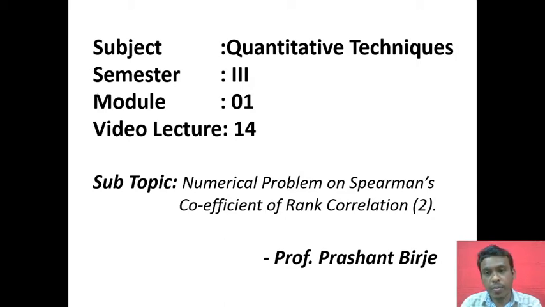In today's video lecture, we are going to discuss one more numerical problem on Spearman's coefficient of rank correlation. In our previous problem, we had discussed a problem where ranks were given directly, that is, rank in sports and rank in studies. In today's video lecture, we will see a problem where the actual marks or actual values of the two variables are given and we have to give ranks to them. So let us begin.